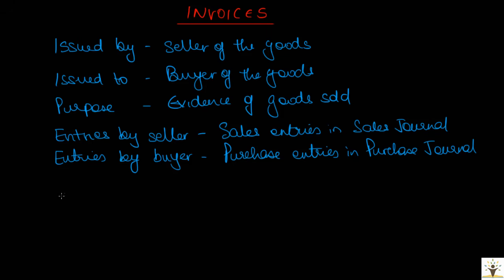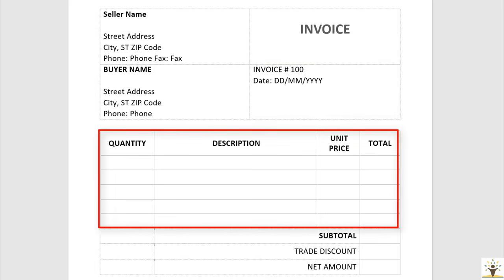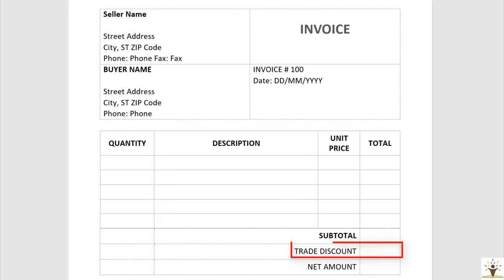So let's go through the format of an invoice and try to understand its contents. On the top would be the name and address of the seller of the goods, then the name and address of the buyer of the goods, an invoice number, the date on which goods were sold, the details of goods sold, description of all the products, quantity sold, unit selling price, and the total value for each product, trade discounts offered if any, and the net value of goods sold.